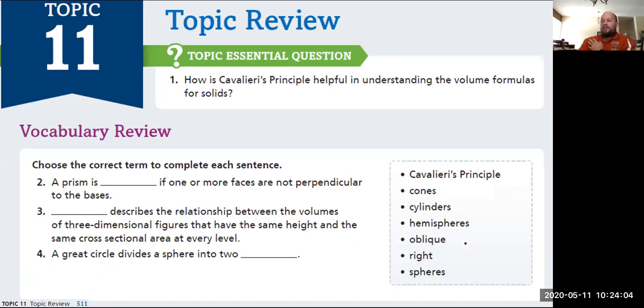So the textbook review, if you have your textbook, all the questions are coming from page 511 to 513. We're starting off on page 511. The first question there is, how is Cavalieri's principle helpful in understanding the volume formulas for solids? When we talk about those volume formulas, it's just adding in that third dimension. Cavalieri's principle breaks down a solid into two-dimensional planes, and it talks about how as long as the area at every single level is the same in the shapes, then those shapes have a similar volume. Essentially, we're just taking the area and multiplying it by whatever the height is in order to come up with that volume.